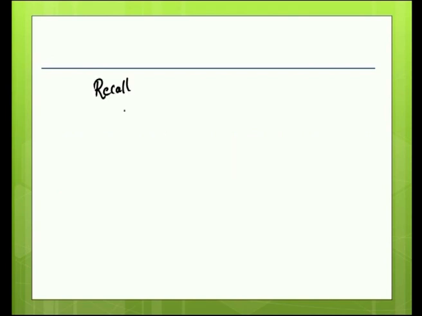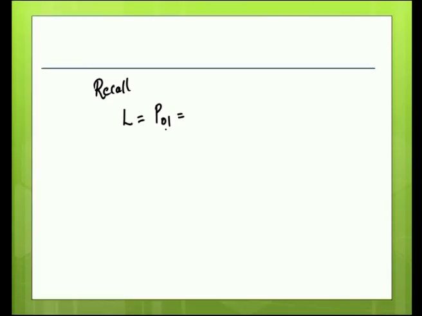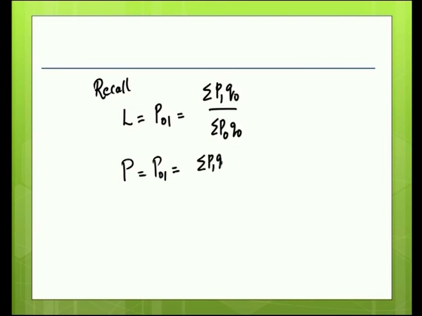So, the first formula is the Laspeyres index number formula. It is represented as L. L is equal to P01, that is, calculating the current year index number with respect to the base year, P01, which is a price index number. So, summation P1Q0 by summation P0Q0. The next method is Paasche's method, represented by P, and P01 is equal to summation P1Q1 by summation P0Q1.